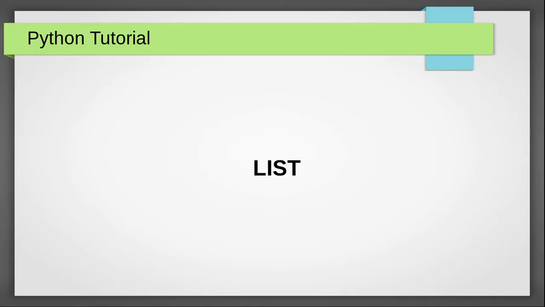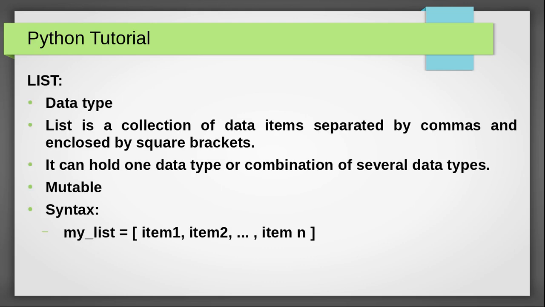In this video we are going to discuss another data type in Python, that is list. So what is meant by list? A list is a collection of data items separated by commas, and these data items are enclosed by square brackets. Another point about a list is that it is mutable, so we can add, delete and replace the items. So these are a few points about list.